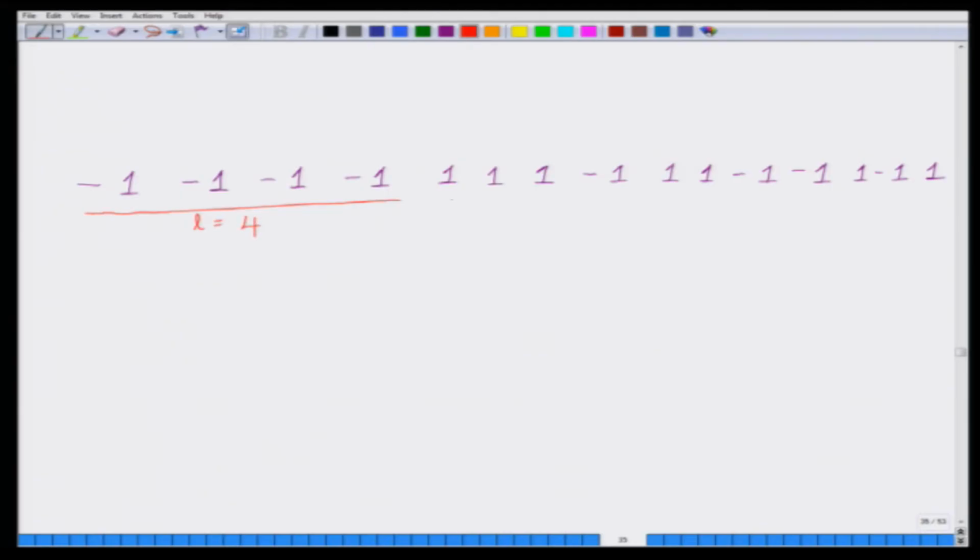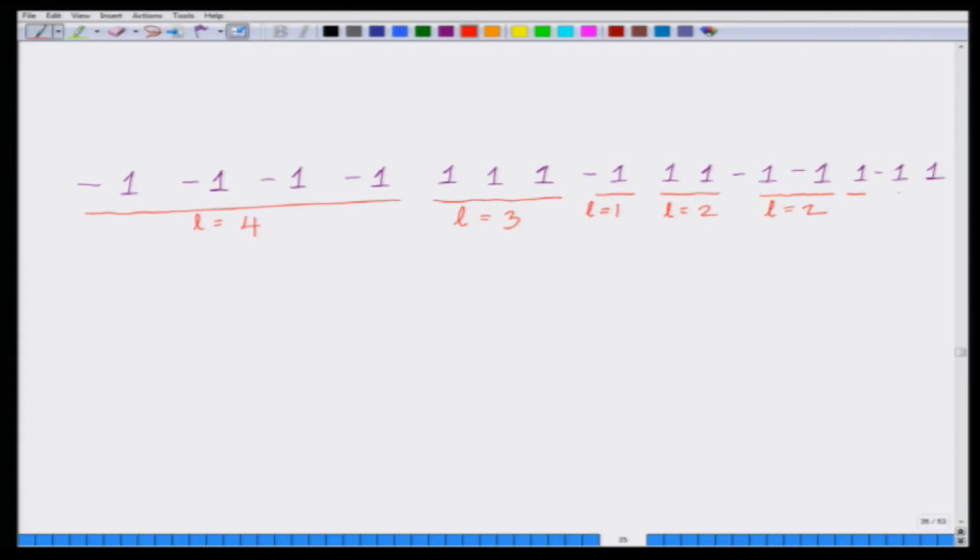I have another string of length 3, 3 ones. So, this is L equal to 3. I have another string of length 1, so L is equal to 1. I have another string of 1s of length 2. I have another string of minus 1s of length 2.